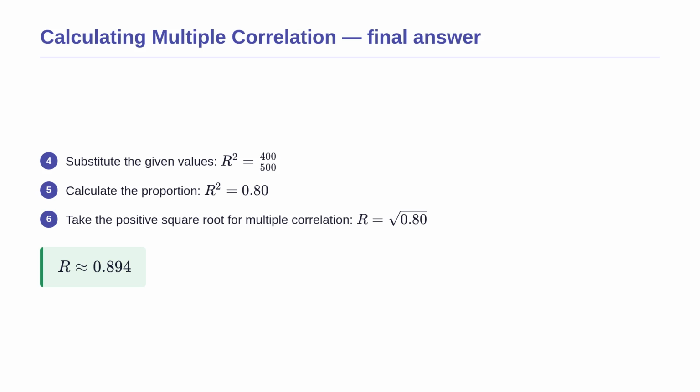Continuing with our calculation, we substitute the given values. Dividing 400 by 500 gives us an R squared of 0.80. This means 80% of the variance in exam scores is explained by study and sleep habits. To find the multiple correlation coefficient R, we take the square root of 0.80. Since multiple correlation is always positive, we take the positive root, giving us approximately 0.894. This indicates a very strong positive linear relationship, meaning these factors are excellent predictors of academic success.